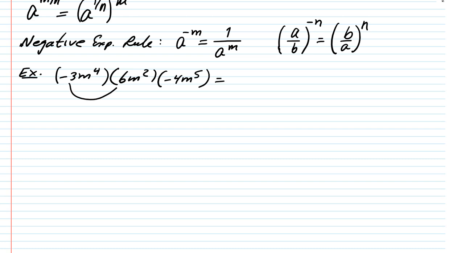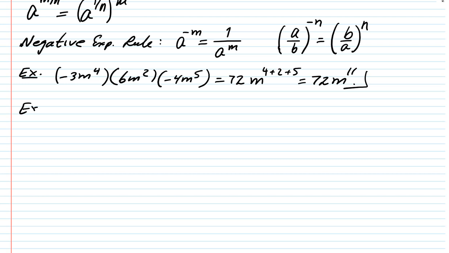So to simplify, we can namely multiply the numbers together. 3 times 6 times 4. Well, 3 times 6 is 18, negative, and times negative 4, the product is going to be positive 72, it looks like. And then on the variable side, I have m to the fourth, m squared, m to the fifth. So you're simply going to do 4 plus 2 plus 5. So this is going to be 72 m to the 11th power. There. So we have that one.